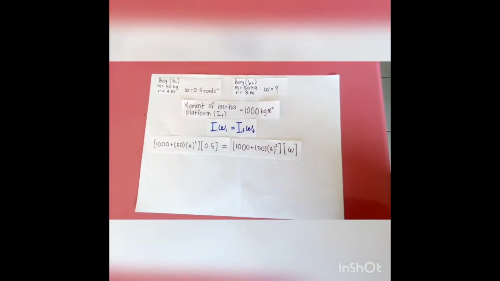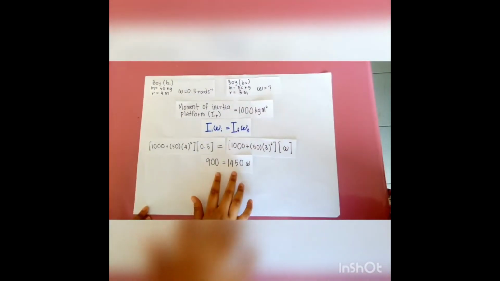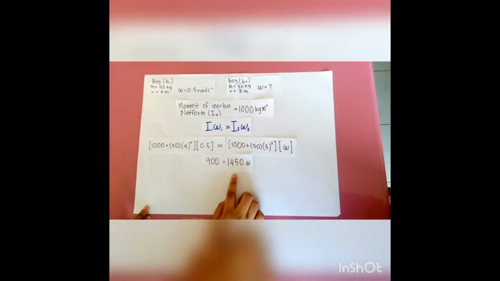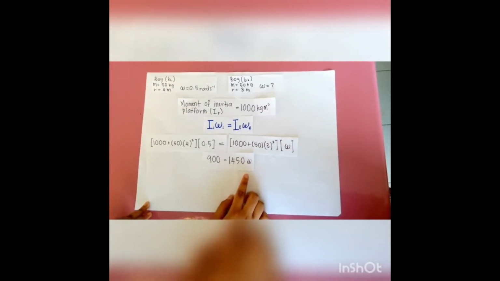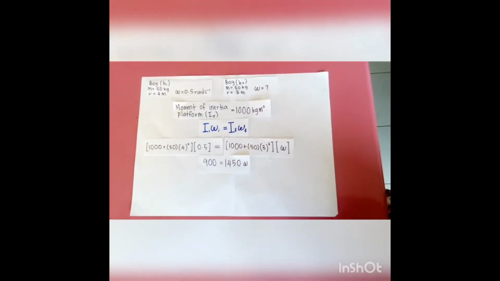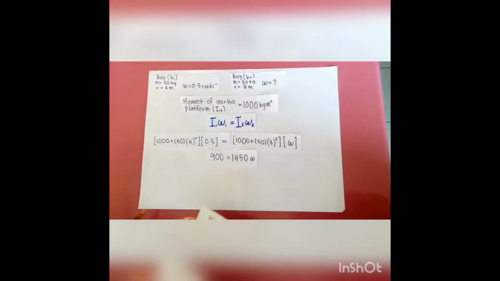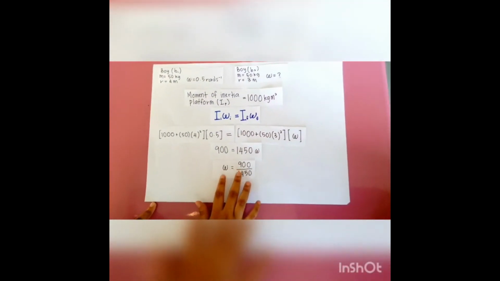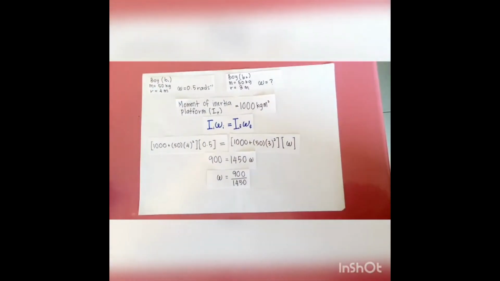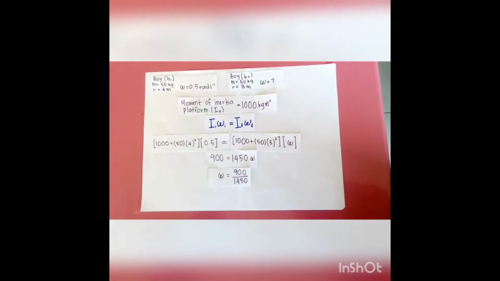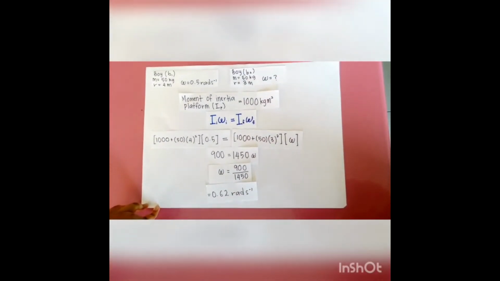So after that, we will get 900 is equal to 1450 omega. So we divide 900 by 1450 and we will get 0.62 radian per second. Thank you.